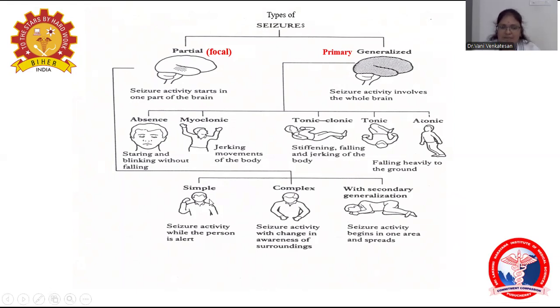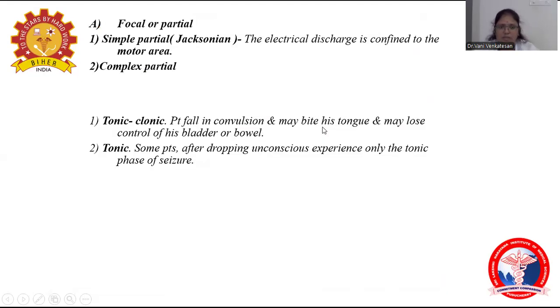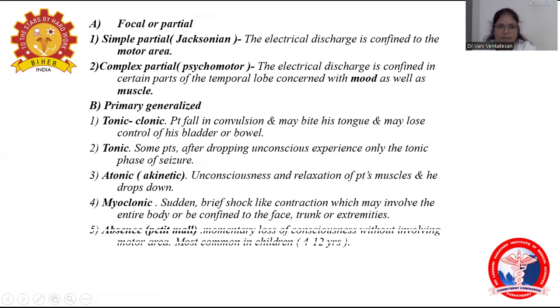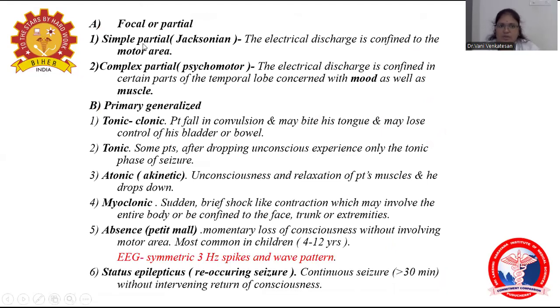Based on that, we classify them as simple partial seizure, complex partial seizure, and partial seizure with secondary generalization. Generalized types are the absence seizure, myoclonic seizure, tonic-clonic seizure, and atonic seizure. Generalized tonic-clonic seizure occurs in 70 to 80% of the cases. There are three types of partial seizure. In simple partial seizure, the electrical discharge is confined to the motor area, whereas complex involves the temporal lobe along with mood disturbance.